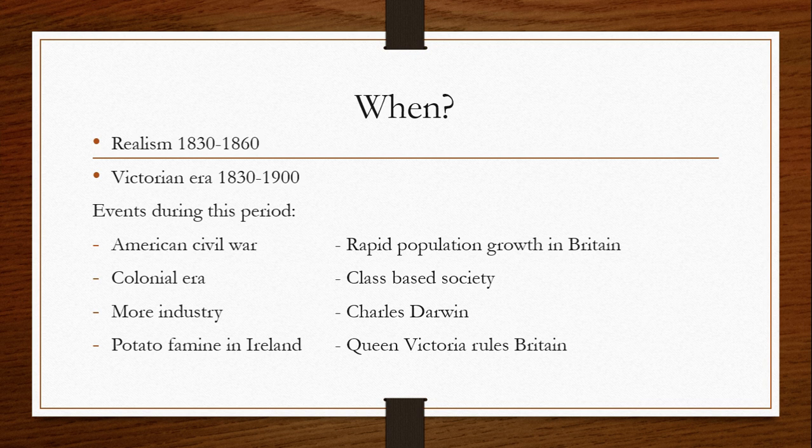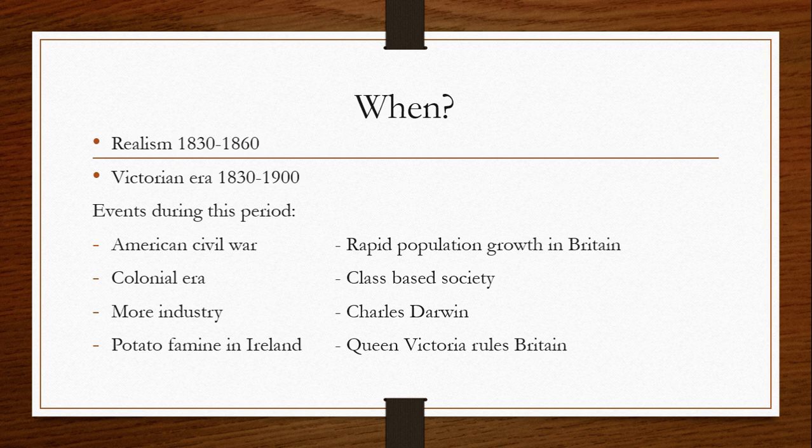Anyway, the class-based society is divided into 3 classes. We have the working class and the middle class and the upper classes, making different amounts of money, of course.